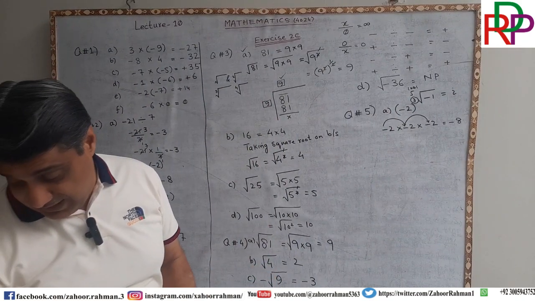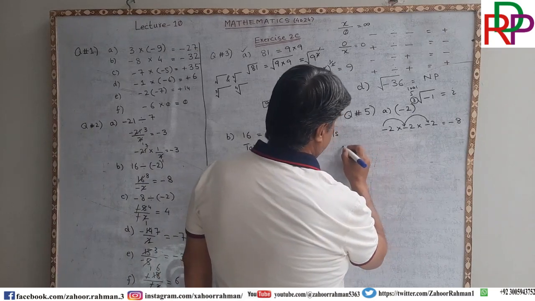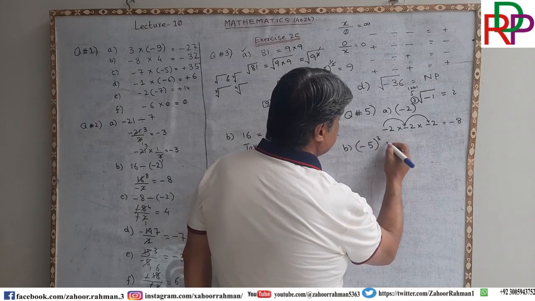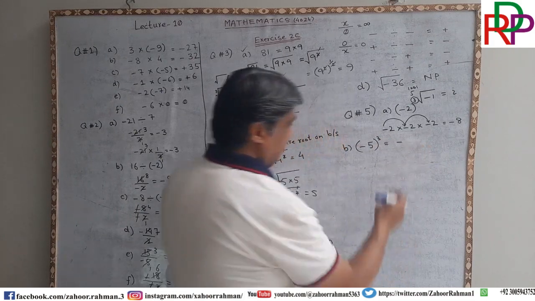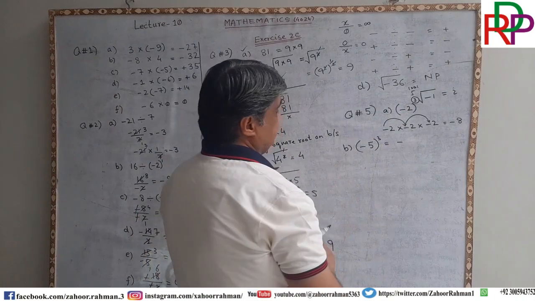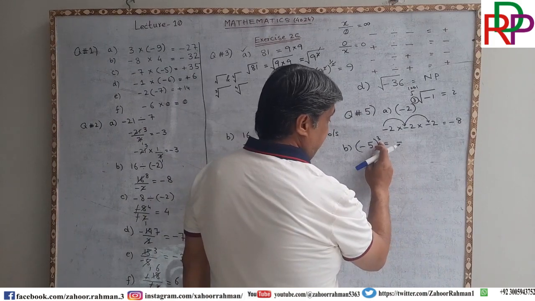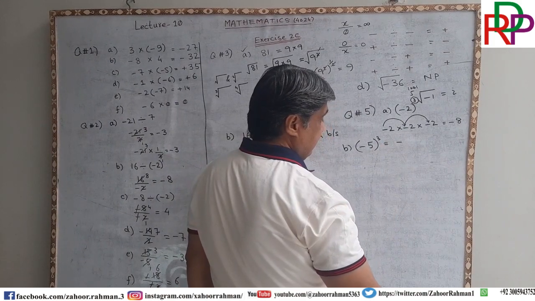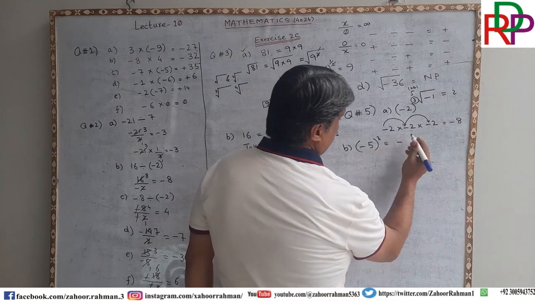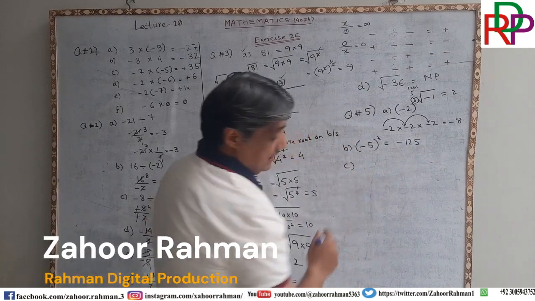The second one is minus 5 cube. B part is saying minus 5 cube. So I am directly writing minus. According to the rule I told you, if the power is an odd number, then you have to write minus. If the power is an even number, then you have to write positive. 5 5s are 25, 25 5s are 125. So this is the answer.